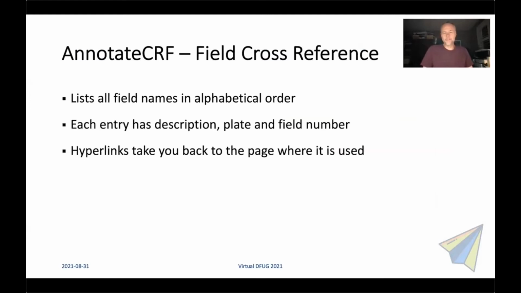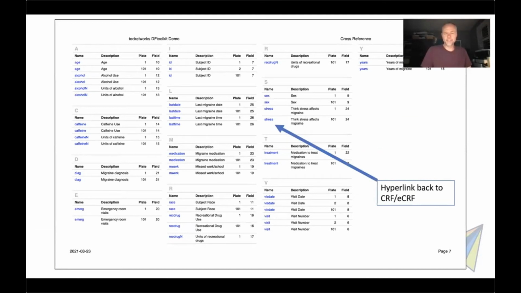The Annotate CRF also generates a field cross-reference. So it lists all the field names in alphabetical order. Each entry has a description, the plate it's on, the field number, and hyperlinks that take you back to the page where it is used. So here's an example of what that looks like.